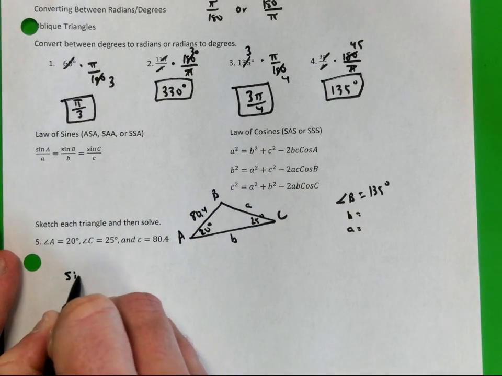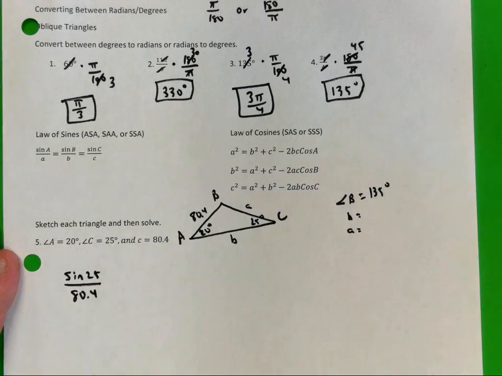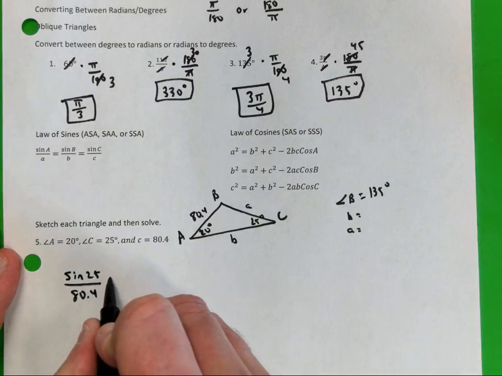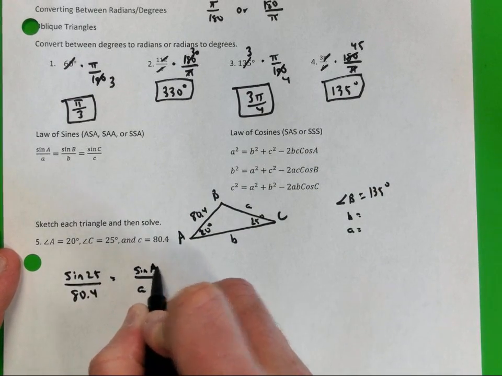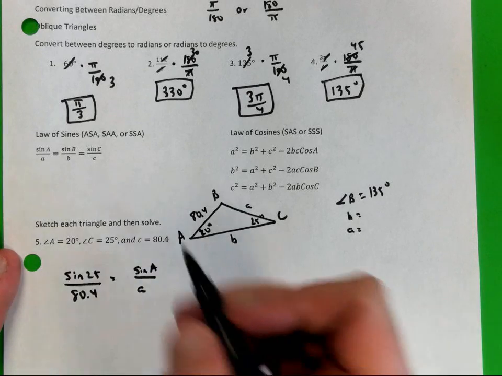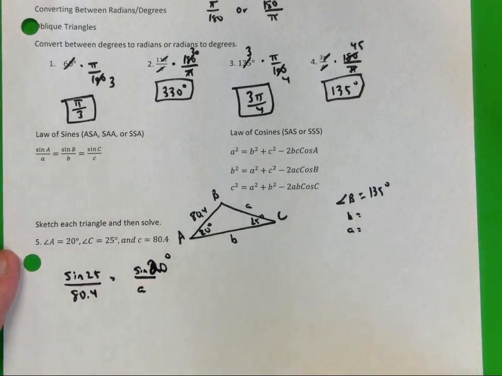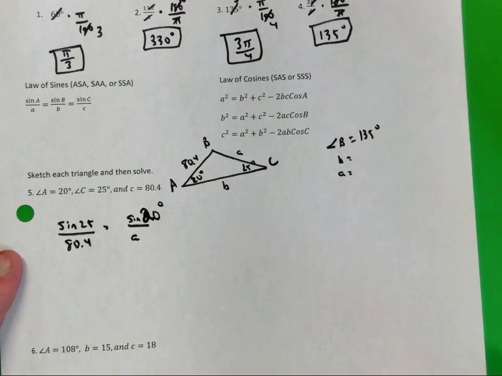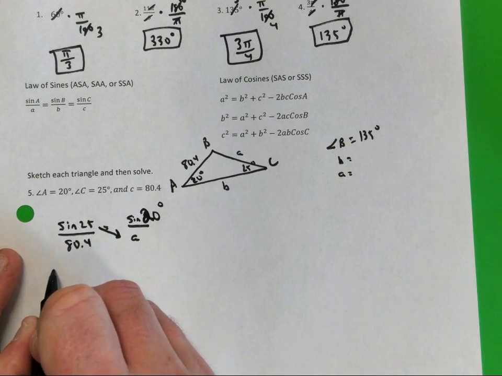So I'm going to put sine of 25 over 80.4. Let's find side A first. Oh, A is 20 degrees. So now I'm going to cross multiply.